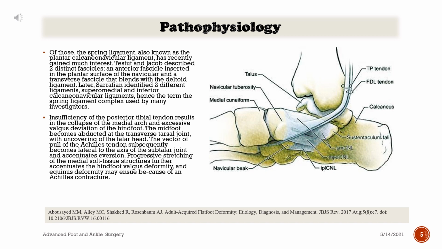Insufficiency of the posterior tibial tendon results in the collapse of the medial arch and excessive valgus deviation of the hindfoot. The midfoot becomes abducted at the transverse tarsal joint, with uncovering of the talar head. The vector of pull of the Achilles tendon subsequently becomes lateral to the axis of the subtalar joint and accentuates eversion. Progressive stretching of the medial soft tissue structures further accentuates the hindfoot valgus deformity, and equinus deformity may ensue because of an Achilles contracture.